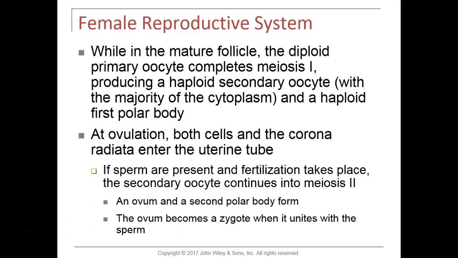Now, if sperm cells are present and begin to try and fertilize that egg, then the secondary oocyte will complete meiosis 2 to form a mature ovum and a second polar body. The mature ovum is the actual egg cell that can be fertilized. The second polar body is small and won't be fertilized. And when the sperm cell unites with the ovum, its nucleus unites with the egg cell itself, it becomes a diploid zygote, and the zygote is what develops into another person, into the little baby.